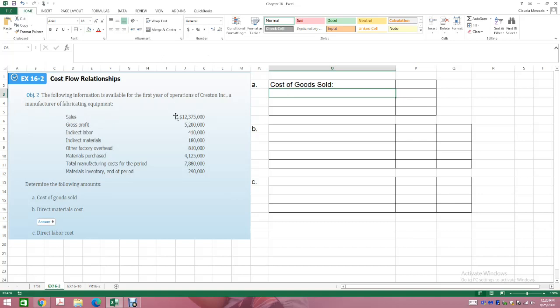Well, according to the problem, you sold these goods for $12,375,000, okay? And you generated a gross profit of $5.2 million. Now, with these two pieces of information right here, we can calculate how much cost of goods sold you had.